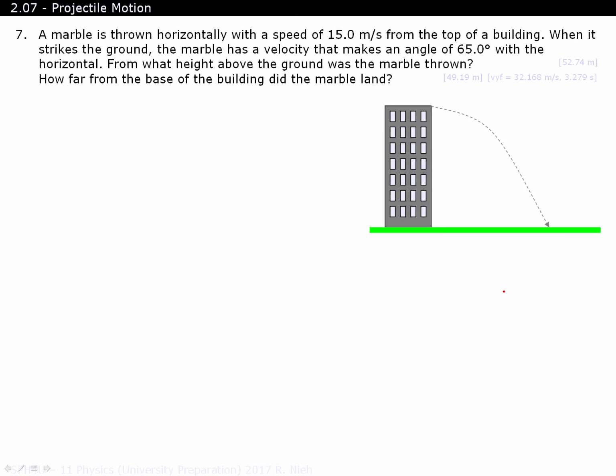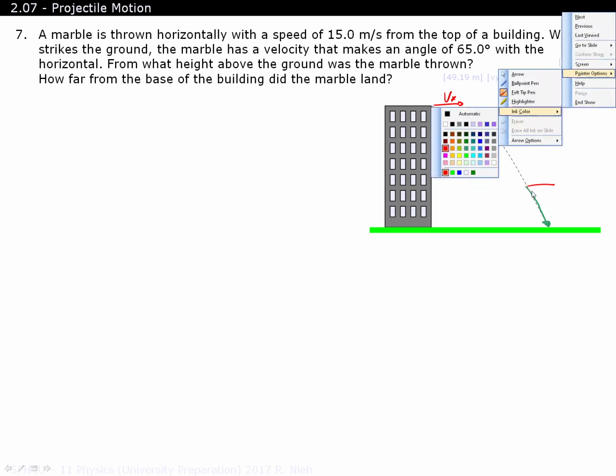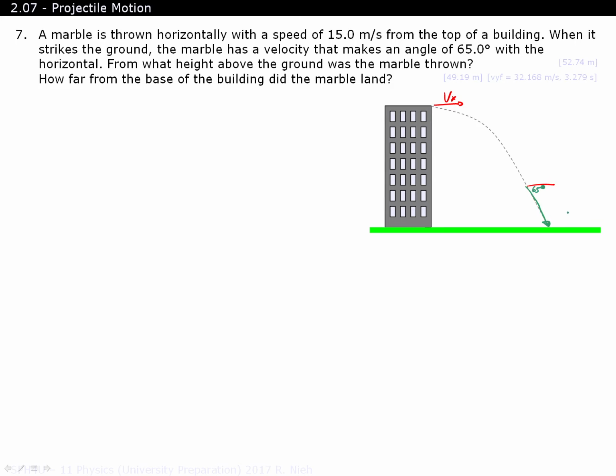For question number 7, a marble is thrown horizontally with a speed of 15 meters per second. So what do we know? We know the Vx value. Sweet. However, when it strikes the ground, we have this crazy thing going on. It has an impact velocity, all right? And it's an impact velocity that makes an angle of 65 degrees relative to the horizontal. Remember that when it impacts the ground, the horizontal component has not changed, but there is a measurable vertical component.